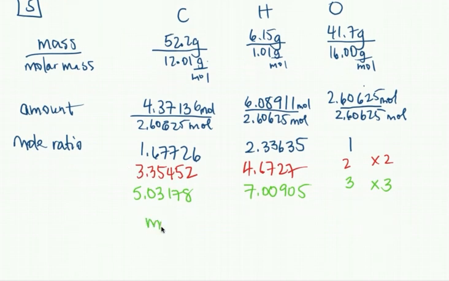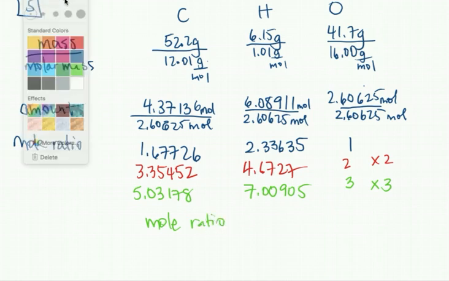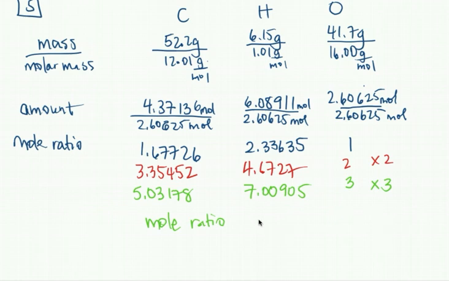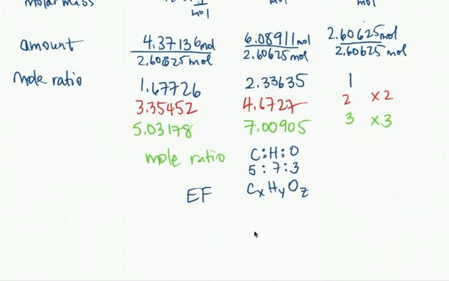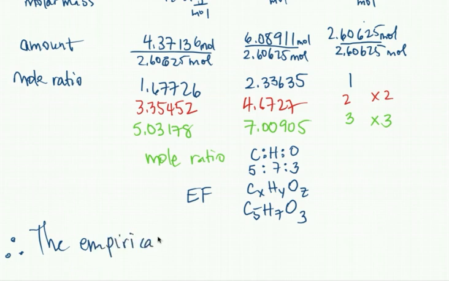So here we go. We have a mole ratio of carbon to hydrogen to oxygen, and we're looking at a 5 to 7 to 3 ratio. So our empirical formula will be, if you like writing the general form so you know what to plug in, C5H7O3. Okay, and don't forget the keyword.